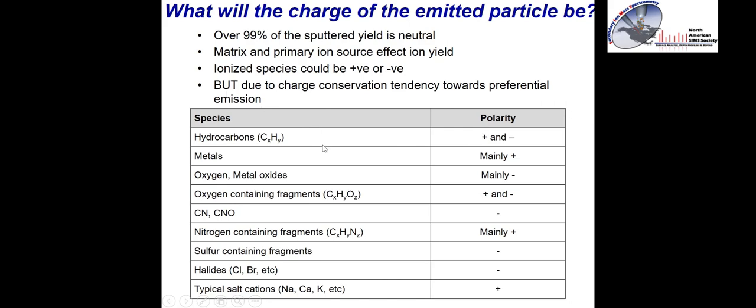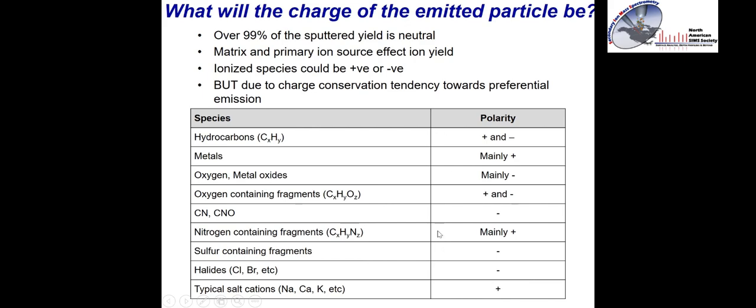But there are some general trends of where peaks will show up in a spectrum. For example, metal ions tend to show up mainly in the positive ion data. Your halides tend to show up predominantly in the negative ion data. Salts tend to show up in the positive ion data. And then there's some general trends where your oxides and oxygen containing peaks are typically more prominent in the negative ion data. However, they can show up in both.